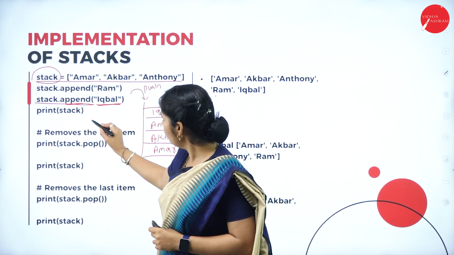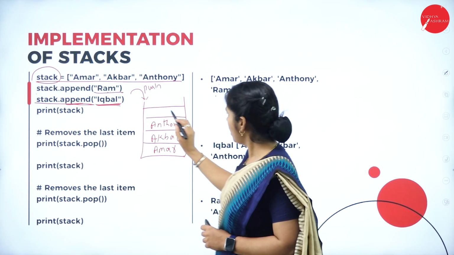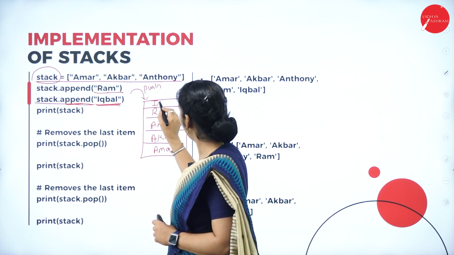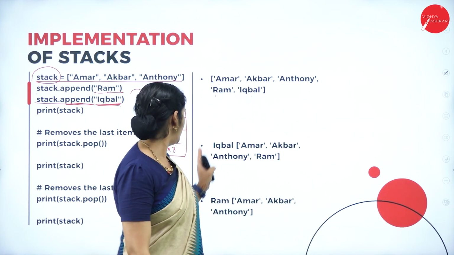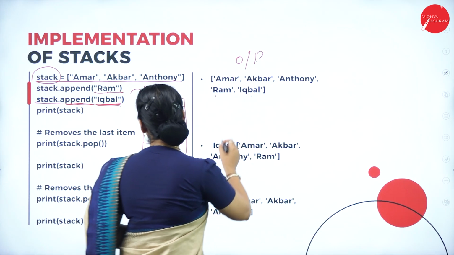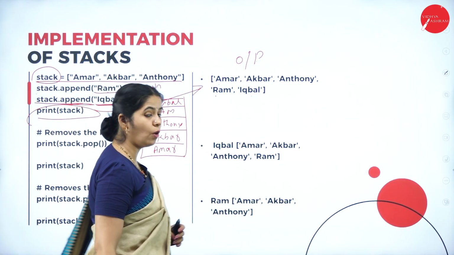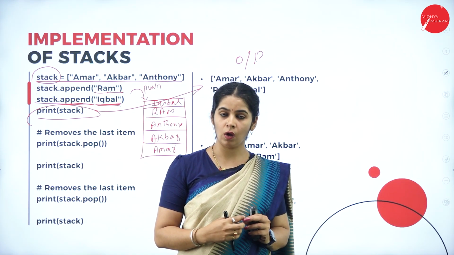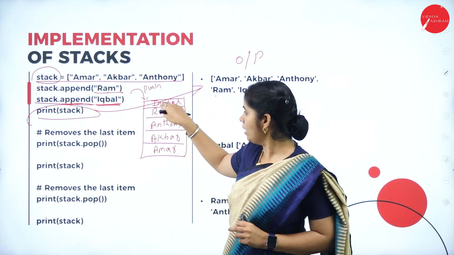So we are inserting 2, like Ram and Iqbal. So first element could be Ram and second element could be Iqbal, right? So it will display all the content as an output. This is the output for the first print statement. It will display all the elements of the list, called stack, as Amar, Akbar, Anthony, Ram and Iqbal.